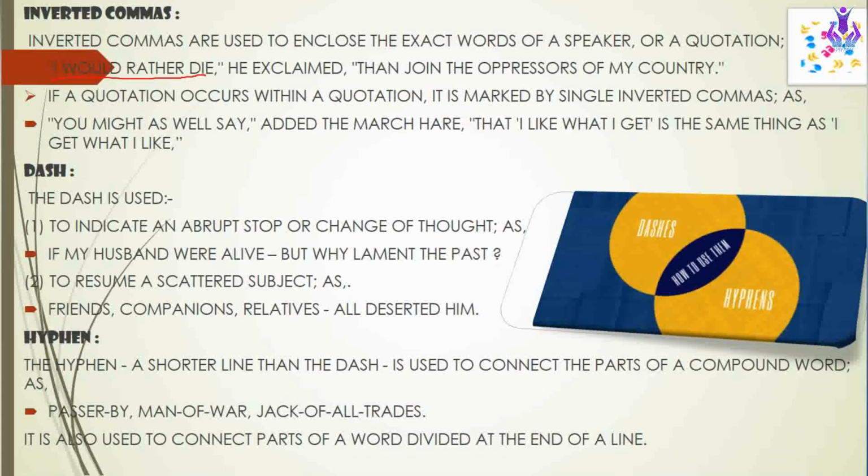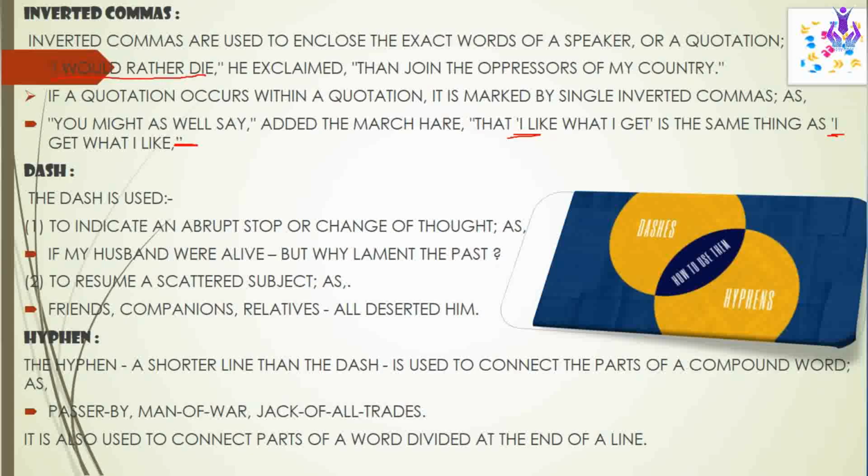If a quotation occurs within a quotation, it is marked by a single inverted comma. In some sentences there is a quotation inside the quotation, so to mark the second quotation, we use a single inverted comma. For example, "You might as well say," added the March Hare, "that 'I like what I get' is the same thing as 'I get what I like.'" So there we put single inverted commas, and at the end we close with double inverted commas.